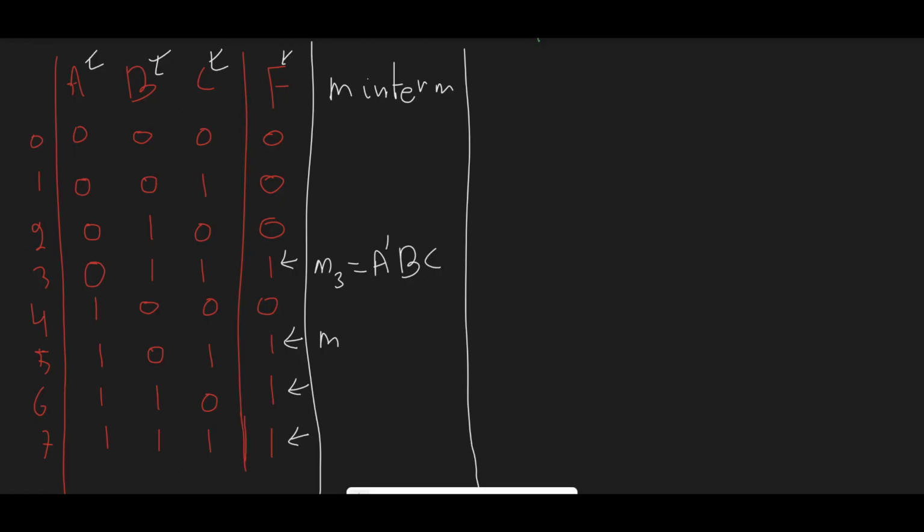Next, M5 will be equal to, and 5 is just the index of the row, A is 1, that's A, B is 0, that's B bar, C is 1, that's C. Next, M6 will be equal to A, B, C bar or prime. M7 we have all ones, A, B, C.